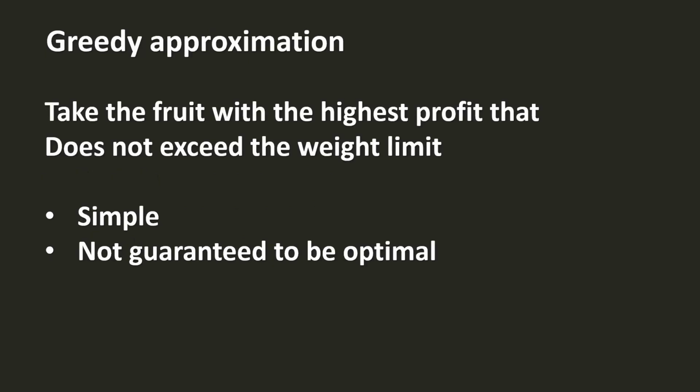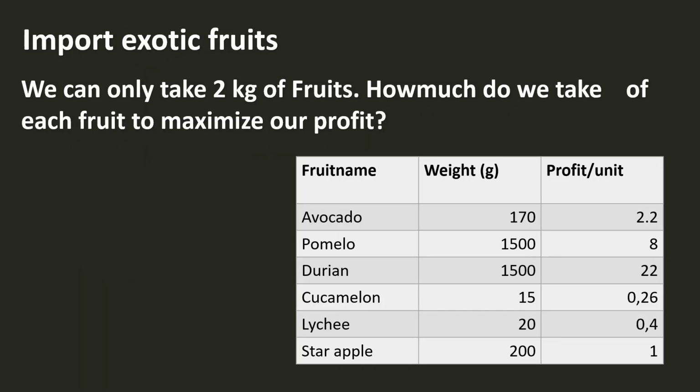So let's look at a greedy approximation. If you think about the problem we are trying to solve, we have a bunch of fruits with different weights and different profits, and we want to find the best combination of fruits to take. A simple solution would be to initially just take the fruit with the highest profit, but only take as much as we can without exceeding the weight limit. In our case, the bag is 2 kilograms. So if you look at this table, we could, for example, only buy 1 durian. If we take 1 durian, we have about 1.5 kilograms and would make a profit of about 22, dollars or euros, whatever your local currency is. If you take 2 durians, you won't be able to satisfy the constraint that your bag can only carry 2 kilograms.